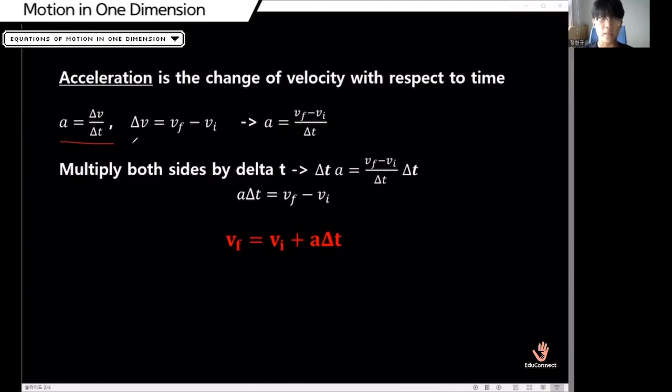Let's expand this by replacing delta v with v final minus v initial. Now we have a equals v final minus v initial divided by delta t. Next, we will multiply both sides by delta t. This gives us a times delta t equals v final minus v initial. Isolating v final, we arrive at the final form of our short kinematic equation: v final equals v initial plus a delta t.